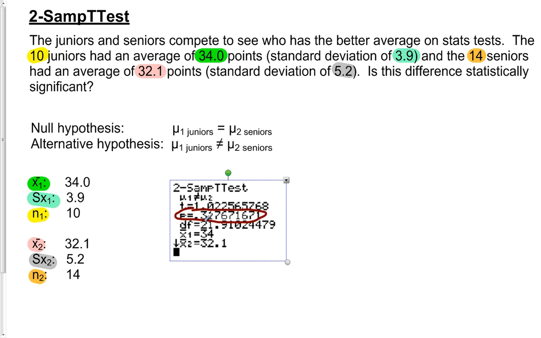Like most scenarios, we're going to choose the alpha value of 0.05. This is definitely larger than 0.05, so what we have concluded is that there is statistically no significant difference between the scores of the juniors and the scores of the seniors. It's just coincidence or the sample that we chose.